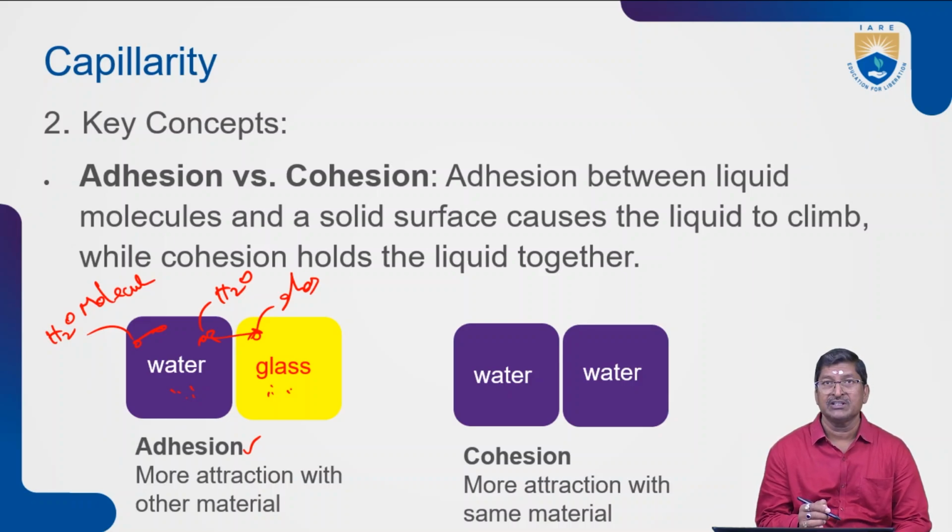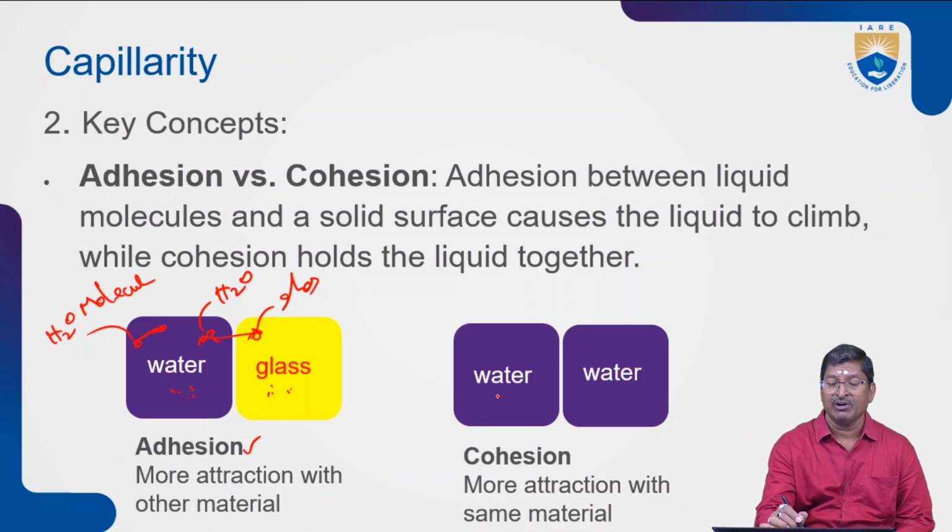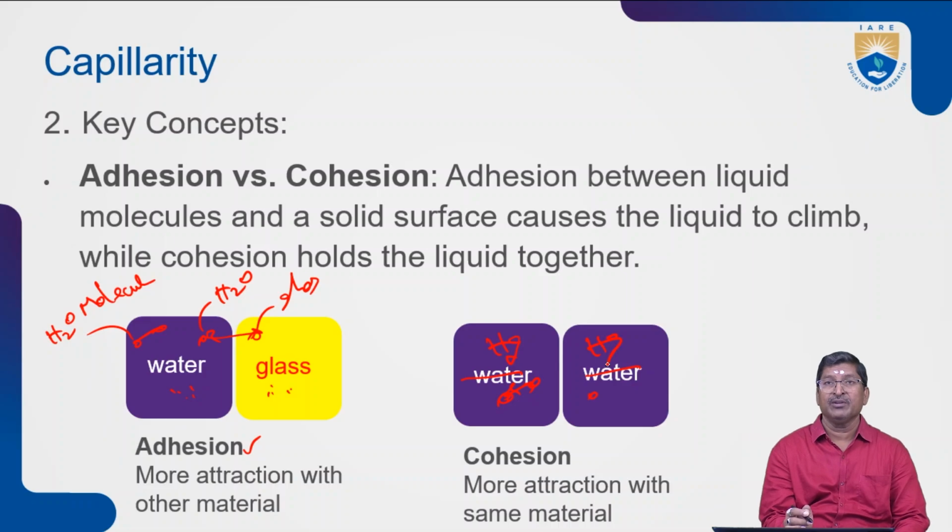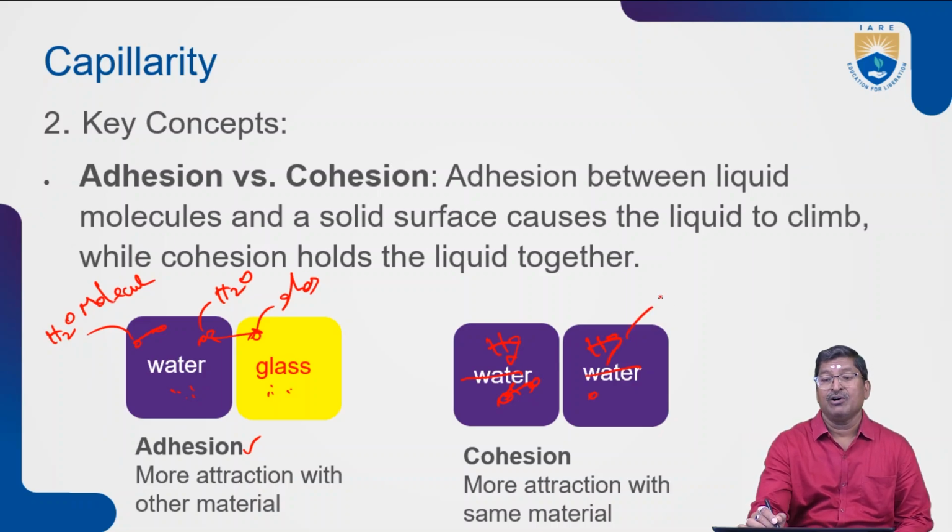What is the meaning of cohesion? Cohesion means the attraction between the same molecules of water, here one molecule, here another molecule, both are the same material. This force is more compared to other material. Okay, then that is a cohesive force. Here, not exactly water, here it is mercury. Mercury molecules will have more cohesion.